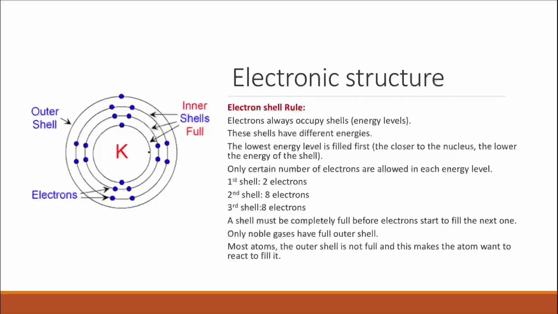So we talked about the nucleus and the electronic structure. We talked about the nucleus and the electron and the different isotopes, how the number of neutrons differ. So now let's focus more on the electrons.